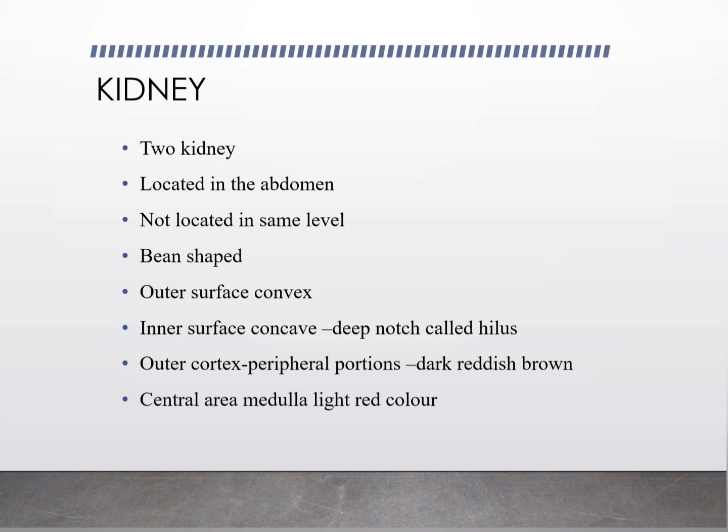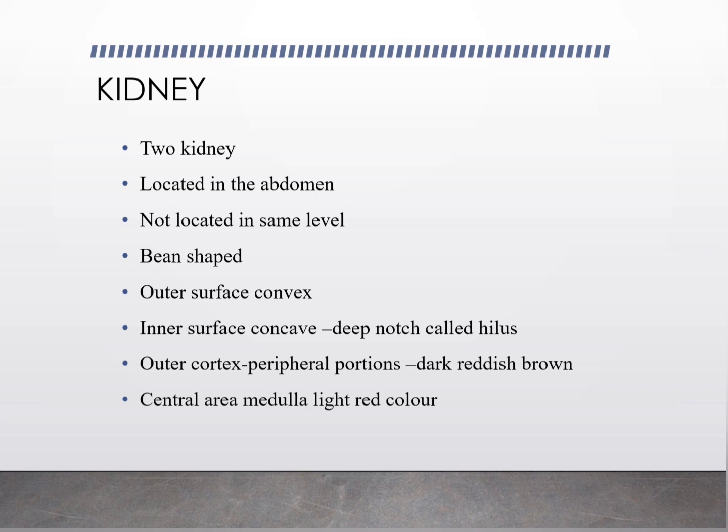So man has two kidneys. They are located in the abdomen, one on either side of the vertebral column. The two kidneys are not located at the same level. The right kidney is slightly lower than the left one. This is because the right side of the abdomen is occupied by the liver.